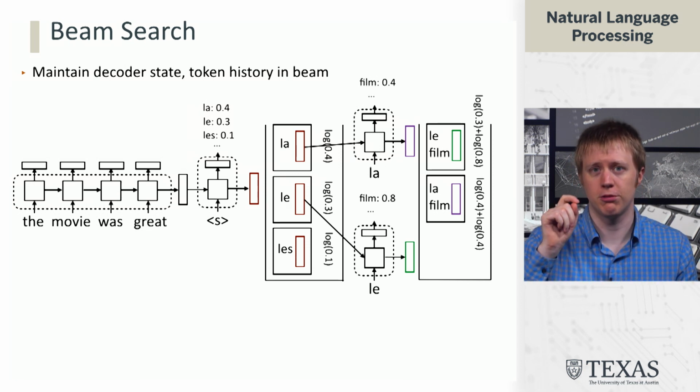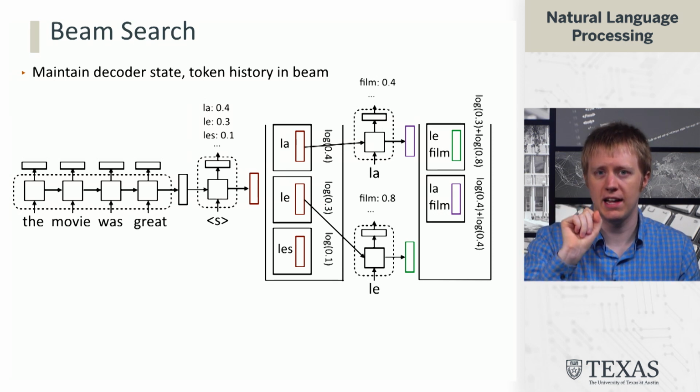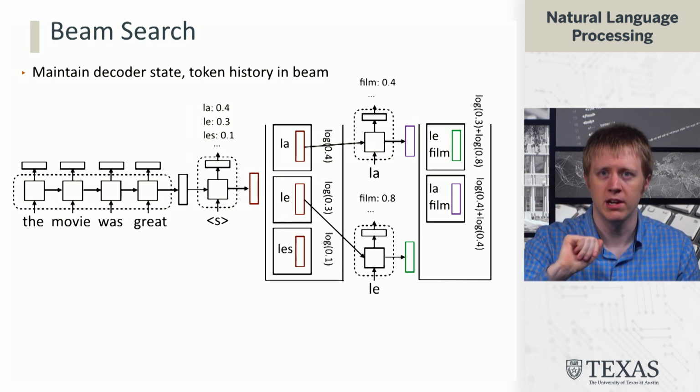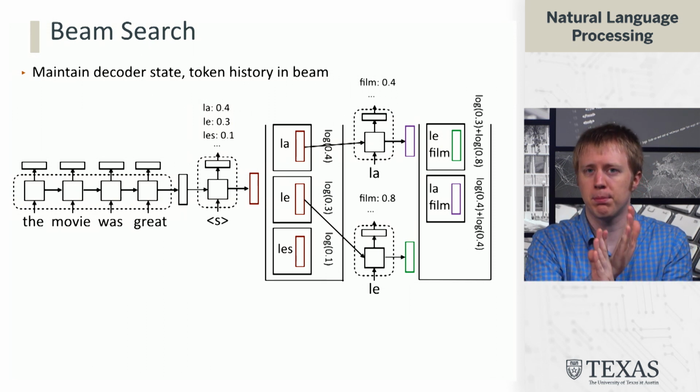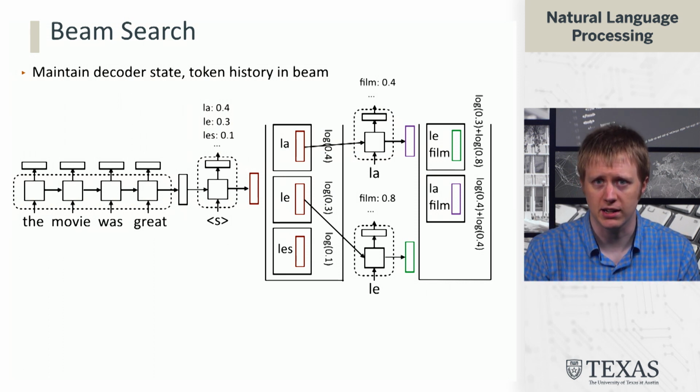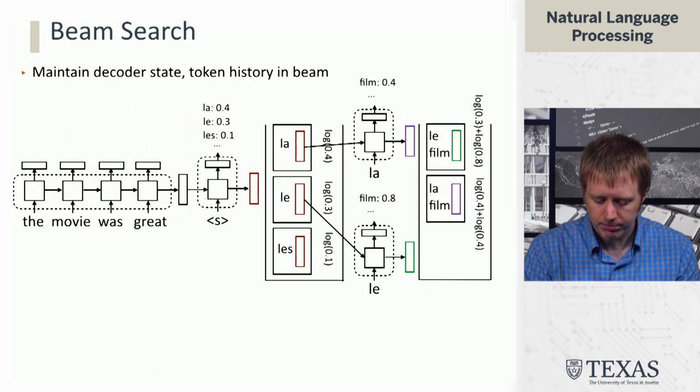Because the state vector represents the input, and so la and le, or rather the output up until this time step, which becomes the input. So la and le cause this to be different. And so even though our immediate prior word is the same, we have two different states that we need to keep track of going forward in our model.